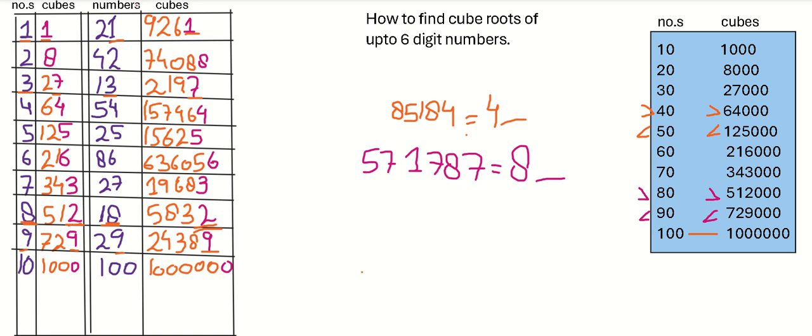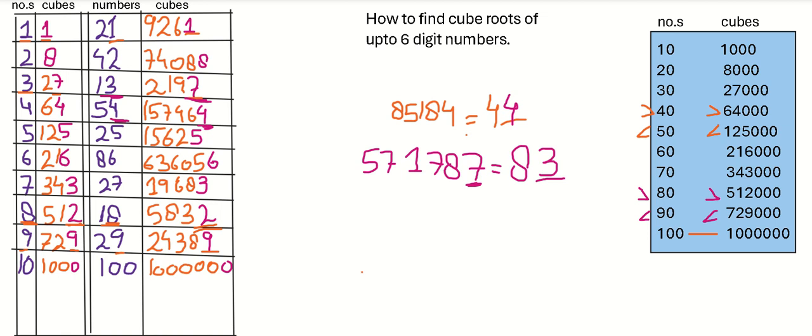Now, let's apply this pattern to these numbers here. Let's look at 85,184 first. Its ones digit is 4, so its cube root is going to have 4 in its ones place. We can just write 4 here. The other number has 7 in its ones place, so its cube root is going to have 3 in its ones place. So it will be 83. And just like that, we have figured out what the cube root of these numbers is.